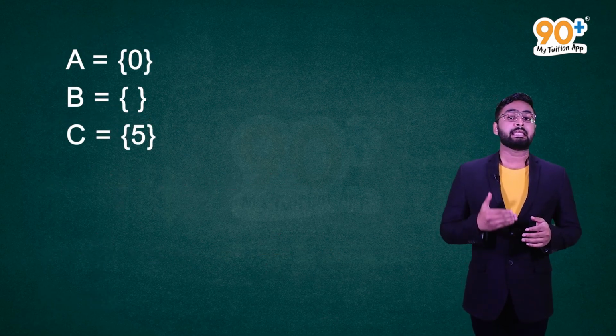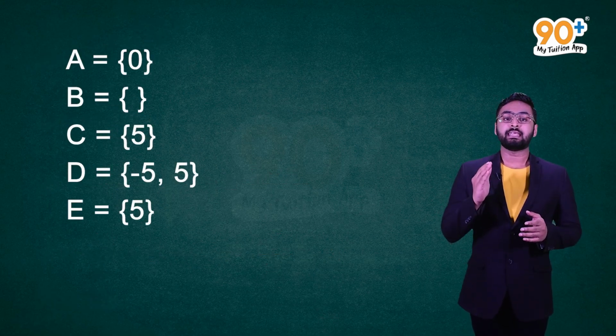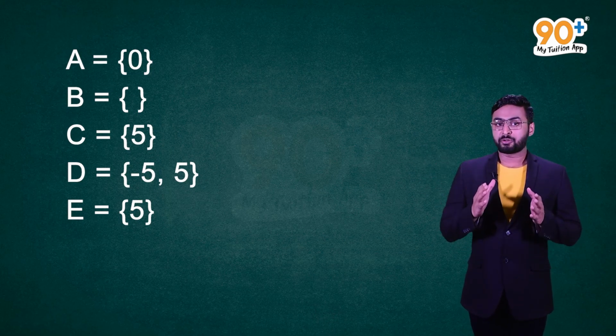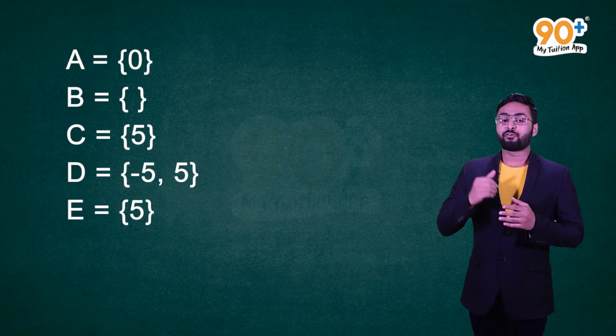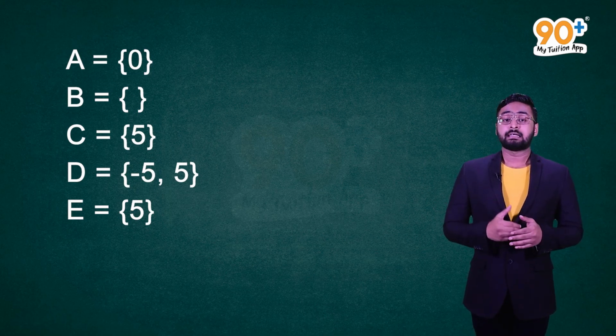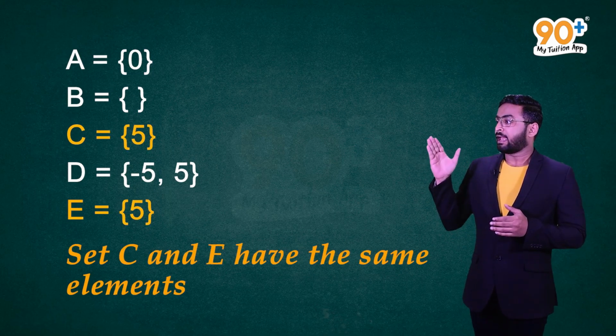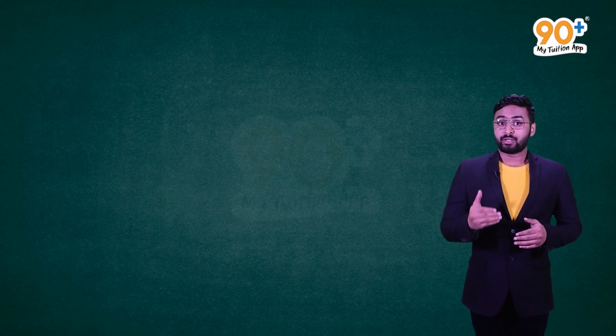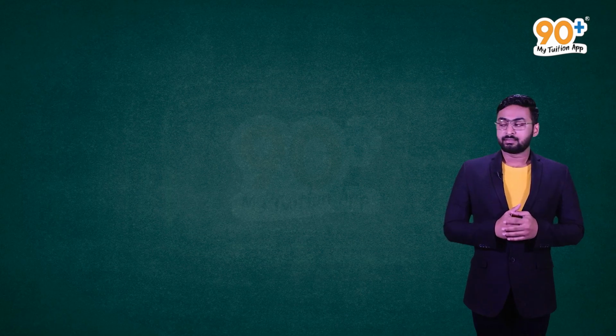Now let's compare each set and find out the equal pair. On comparing, we can see that out of 5 sets, only 2 form a pair of equal sets. That is, C and E both have the same elements. Now let's move on to the next example.